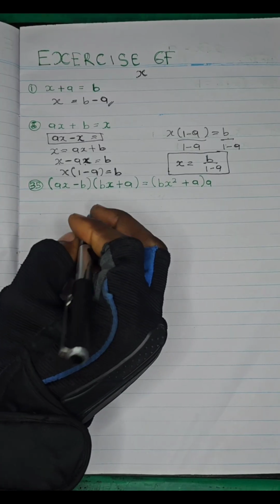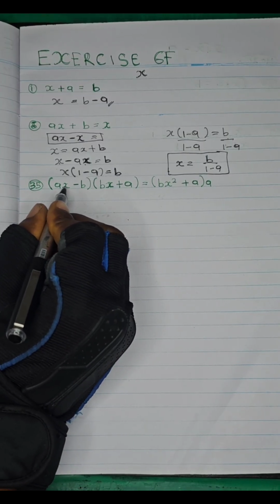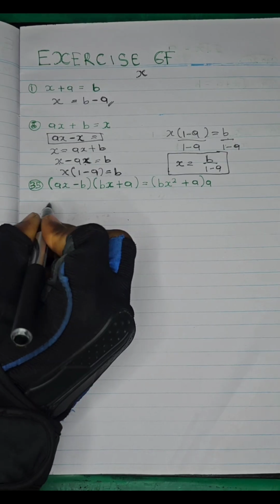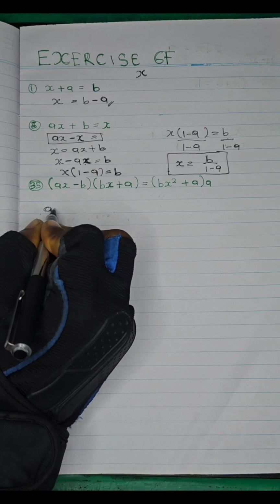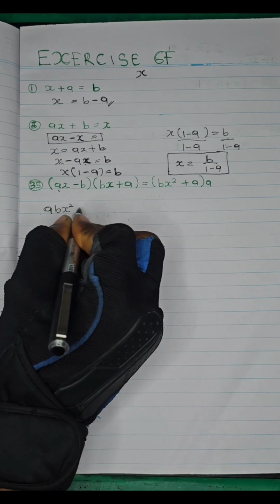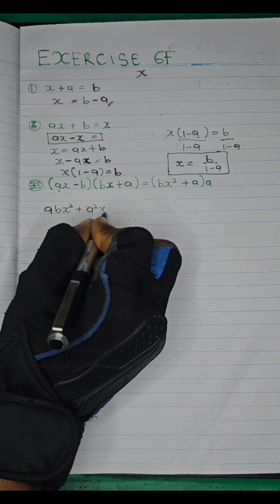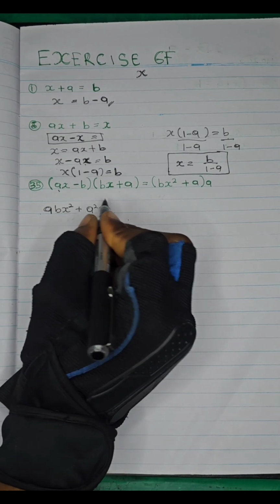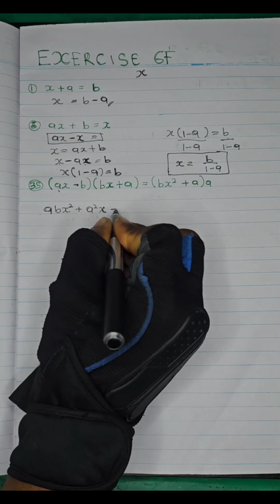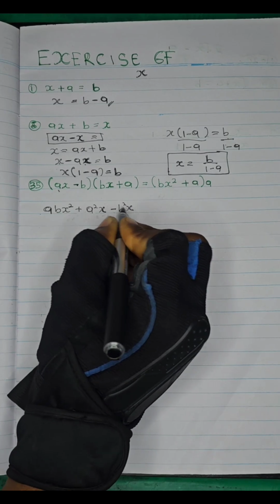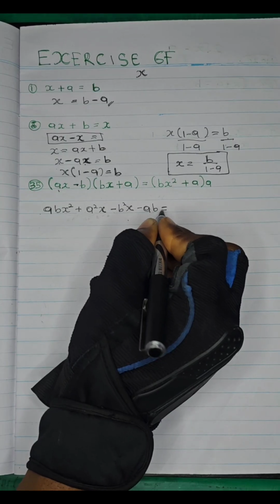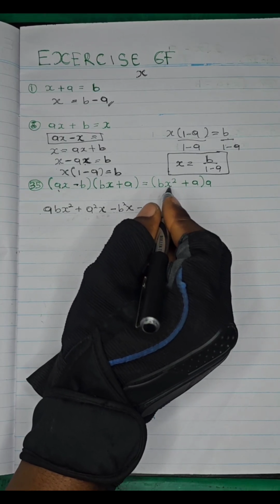First, let's expand the bracket. Ax, remember how we used to expand our bracket? This will multiply by this. So ax multiplied by bx, we have abx squared. Ax multiplied by a, we have plus a squared x. All together. Minus b multiplied by bx, you have minus b squared x. Minus b multiplied by a, you have minus ab. All will be equal to, because x is in the bracket here, we expand.